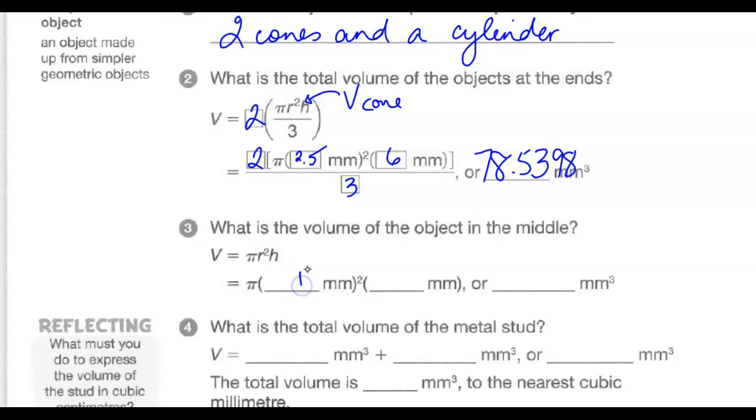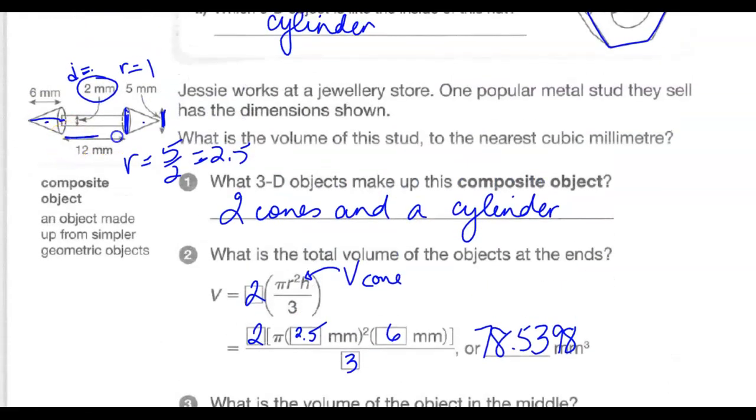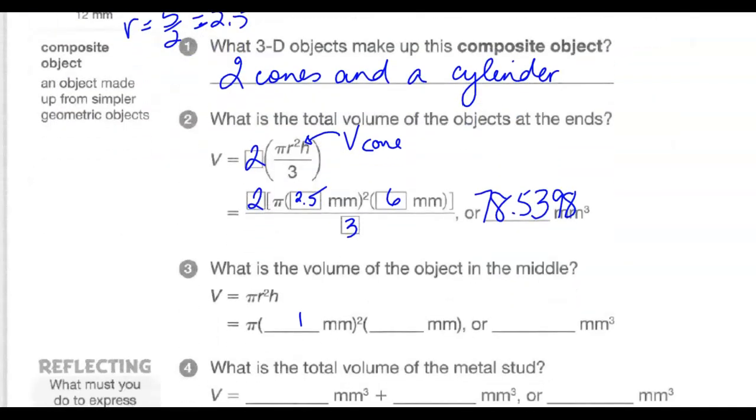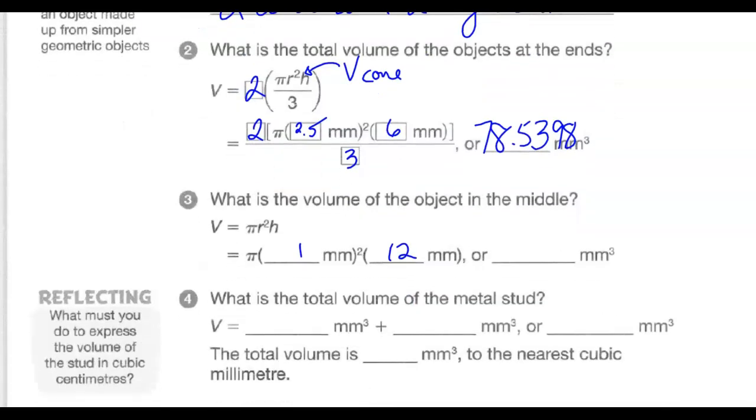So the radius will be 1. So that's 1 squared, which will be 1. And then the height of the cylinder is actually this length here. It's all on its side, and that's 12. So it's pi times 1 squared, which is just 1, times 12. So really, it's 12 pi.